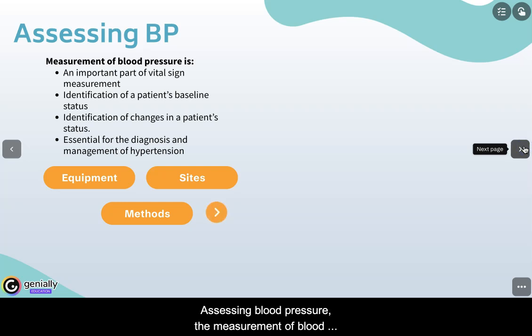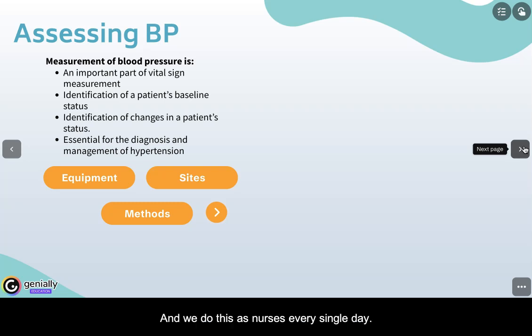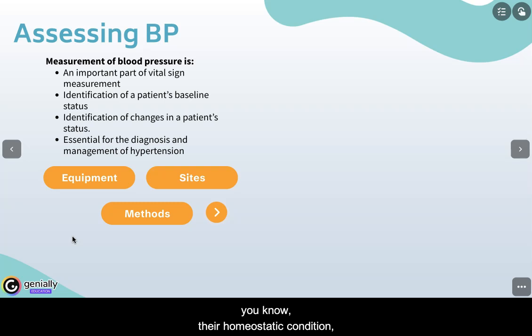Assessing blood pressure. The measurement of blood pressure is very important, and we do this as nurses every single day. It's an important vital sign. It identifies the patient's baseline status. It gives you an idea of their homeostatic condition, how their blood is circulating, how their heart is working. So identification of changes in the patient's status, it helps us to identify that as well. It's essential for diagnosis and management of hypertension.